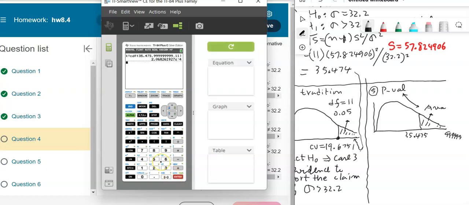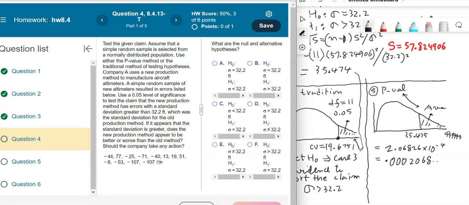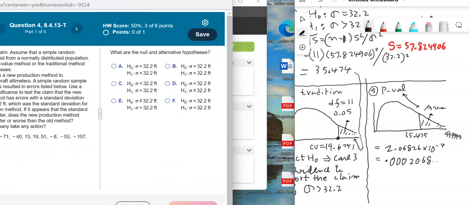So the p-value is 2.06826 and so on, times 10 to the negative 4. That means 0.0002068. Okay, we'll stop there. Now, what is the null and what is the alternative? Null is equal, alternative is greater than, here.